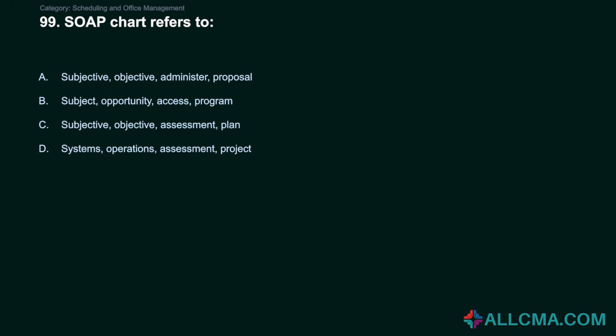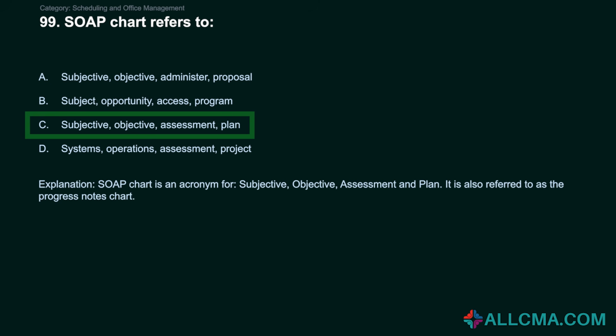99. SOAP chart refers to A. Subjective, objective, administer, proposal. B. Subject, opportunity, access, program. C. Subjective, objective, assessment, plan. D. Systems, operations, assessment, project. Correct answer: C. Subjective, objective, assessment, plan. SOAP chart is an acronym for Subjective, Objective, Assessment and Plan. It is also referred to as the Progress Notes chart.